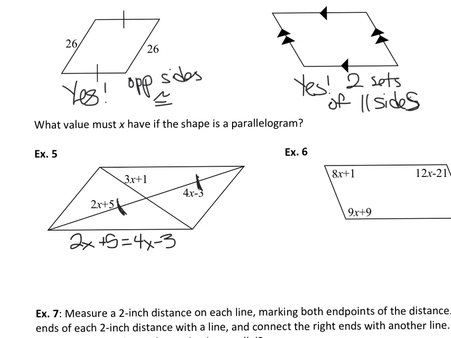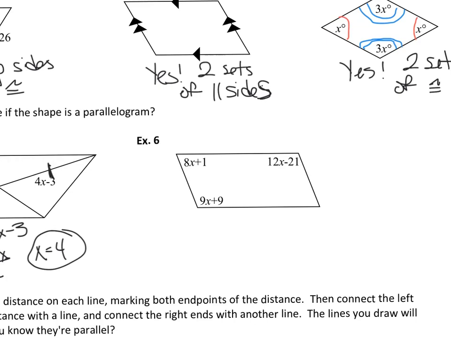So I'm going to go ahead and subtract my 2x over to the side over here. So I should have 4 minus 2 is 2x is equal to, I'm going to add 3 over to the other side. So I've got 8 here. Divide both sides by 2, so x should equal 4. If x is equal to 4, then I have a parallelogram.